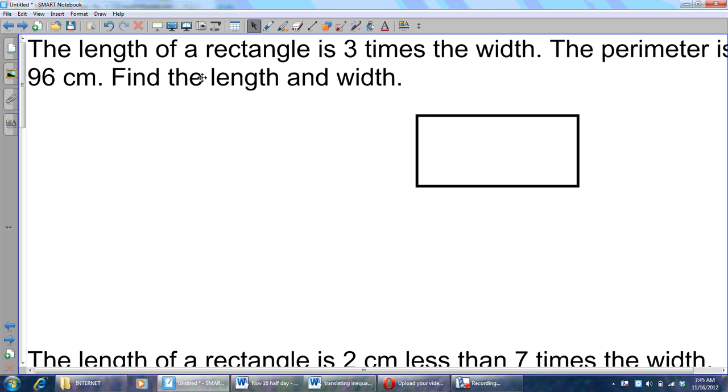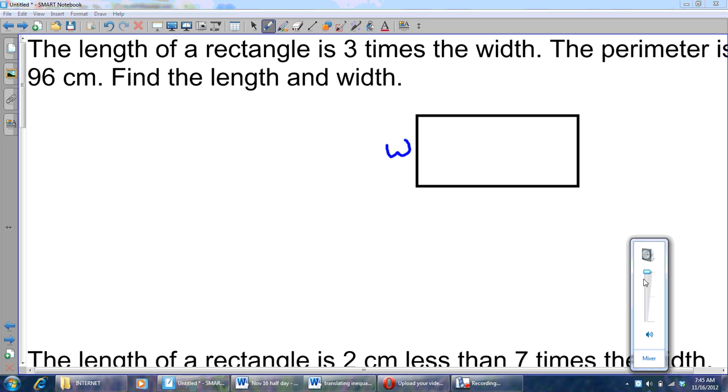Okay, now I know that the length is 3 times the width. In order to know the length, don't I need to know the width? Tell you what, I'm going to call the width W. Yeah, the width is W. Sorry, I'm getting beeped out every time I touch the smartboard. So my width is W.